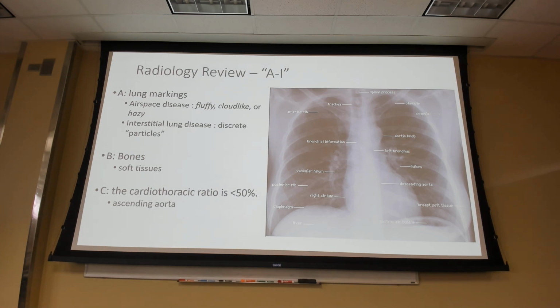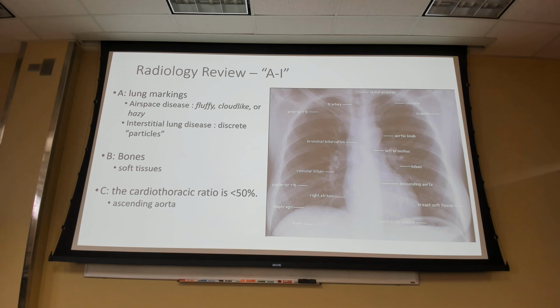All right, so starting with A, we're looking at air, looking for any airspace disease. Typically this is going to show up as fluffy, cloud-like, hazy. You have the dark lung in the background, so any sort of disease in there is going to light up and typically will be a whiter color. We can also have interstitial lung disease, which is usually smaller particles, typically from fibrosed lung tissue. And so you'll see some honeycombing, and that can be associated with different disease processes.